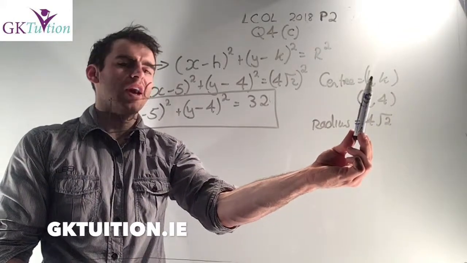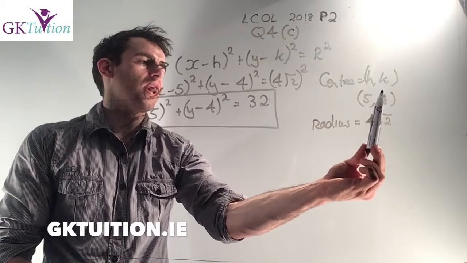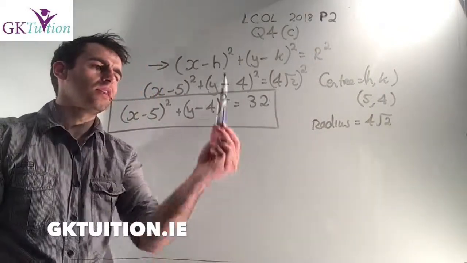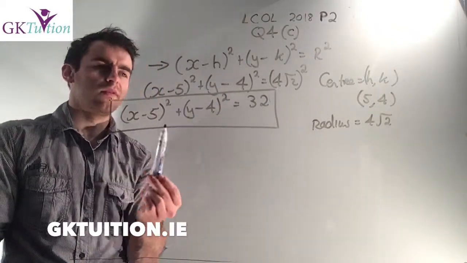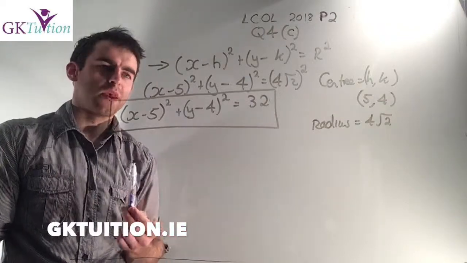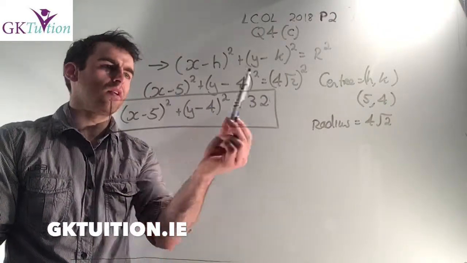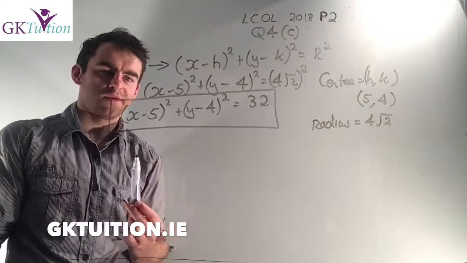So in this case, instead of h, I'm going to sub in a 5. Instead of k, I'm going to sub in a 4. So that's all I did. On the left-hand side, instead of h, it becomes a 5. Instead of k, it becomes a 4. Since it's a minus h, it's actually minus 5. And since it's minus k, it's actually minus 4.